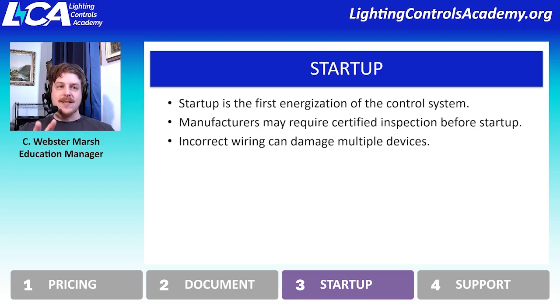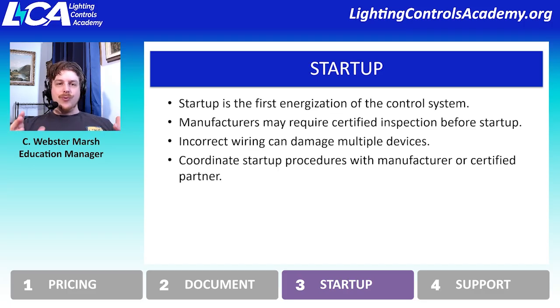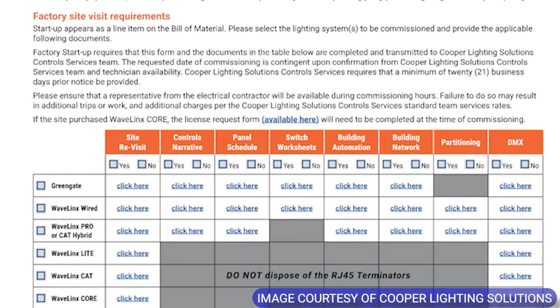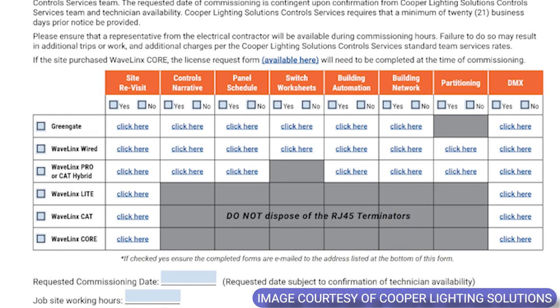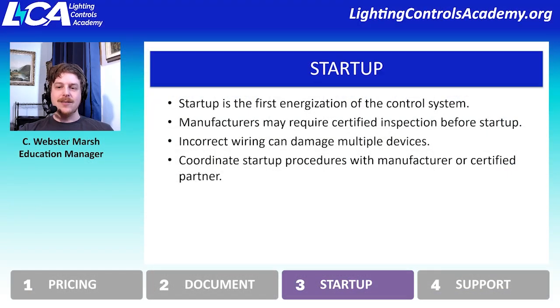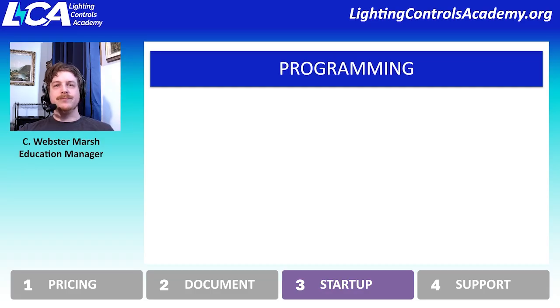And so because a lot of lighting controls devices are low voltage and very sensitive, if low voltage devices are connected to line voltage, they will oftentimes just be irreparably damaged and need to be replaced. So a lot of these manufacturers will have what's called a startup form, which needs to be filled out before they will send out a technician or a certified partner to the site to verify that, yes, this is all installed correctly, and yes, you can now energize everything, and we can go into the process of programming the system, which is the next thing.